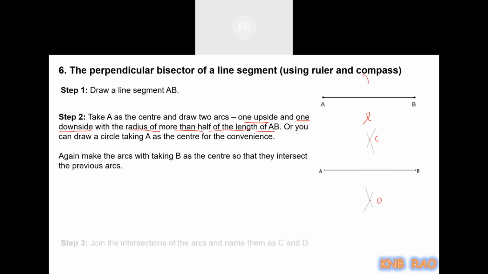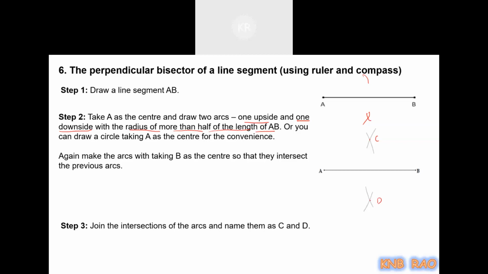Join those C and D. Join the intersections of the arcs, which are named C and D. Then if you join, you'll get it like this. Correct? Now, who is getting bisected? AB. Very good. AB is getting bisected. By whom is it bisected? CD. Right, CD.